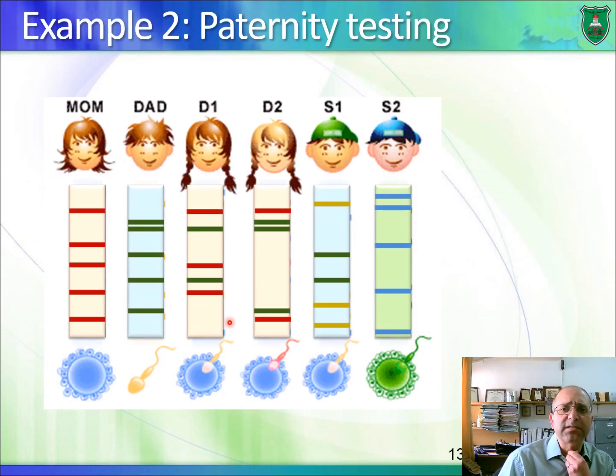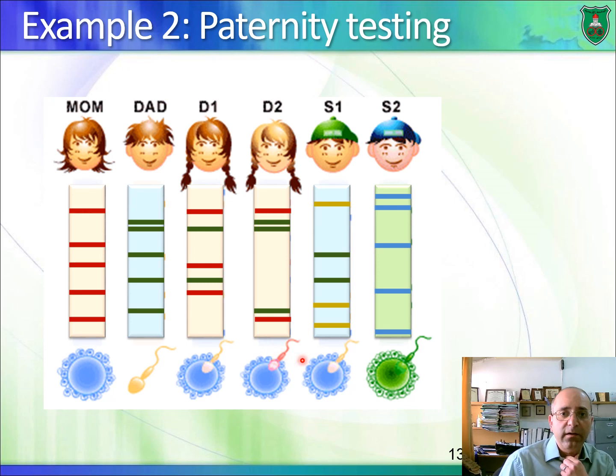Okay, so let's look at this paternity testing now. That's example number 2. In this example, in terms of paternity testing, the DNA of children must come from both parents. So if we do RFLP, all DNA fragments, all restriction fragments that appear in the daughter's genetic profile and son's genetic profile must come from both parents collectively.